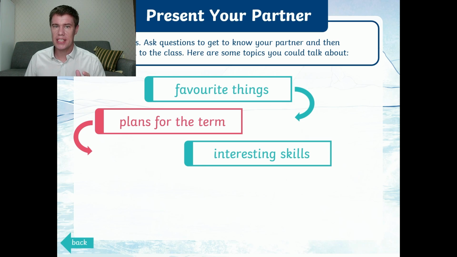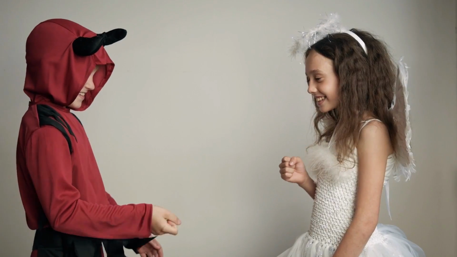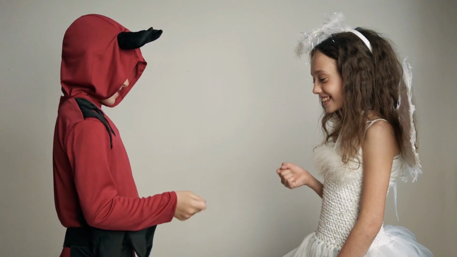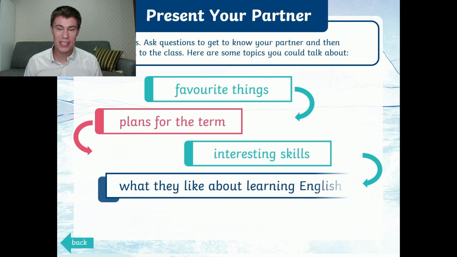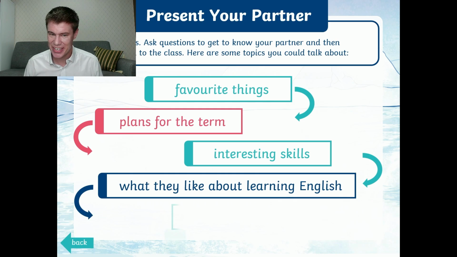So what I do instead is once they're finished, all the pairs play rock, paper, scissors, and the loser has to present to class about their friend, and I would just ask a follow-up question to the person who didn't present. But some things you can talk about: favorite things, plans for the term, interesting skills, what they like about learning English, their dreams for the future.